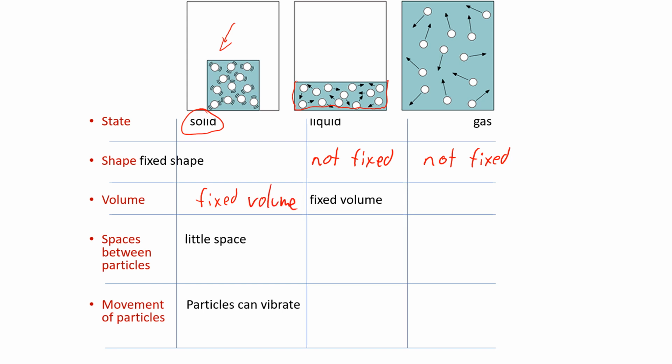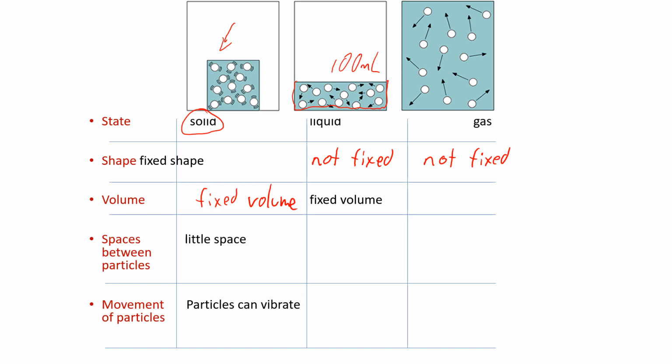Now, for liquids, even though it doesn't have a fixed shape, it does have a fixed volume. So if this was, say, 100 milliliters, it will be 100 milliliters if you place it in this box here. It'll be 100 milliliters if you place it in a glass or a beaker. So what we say is that it has a fixed volume.